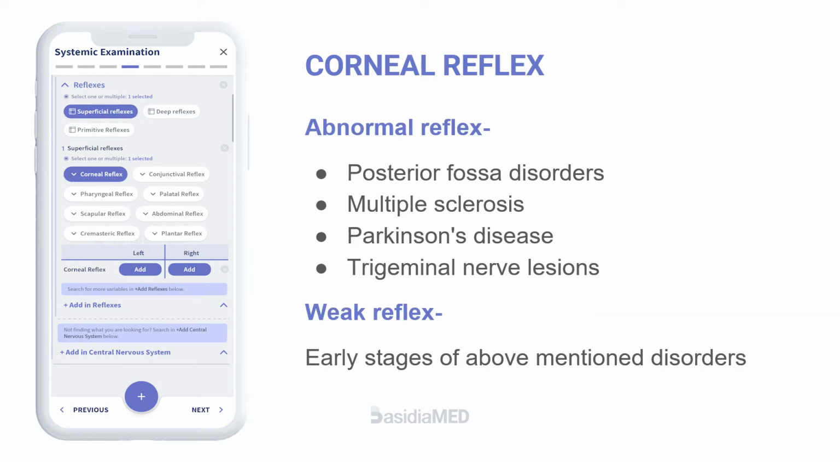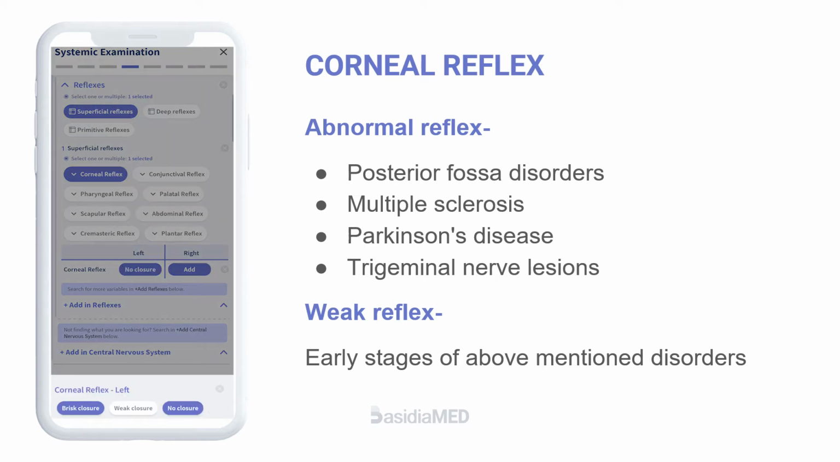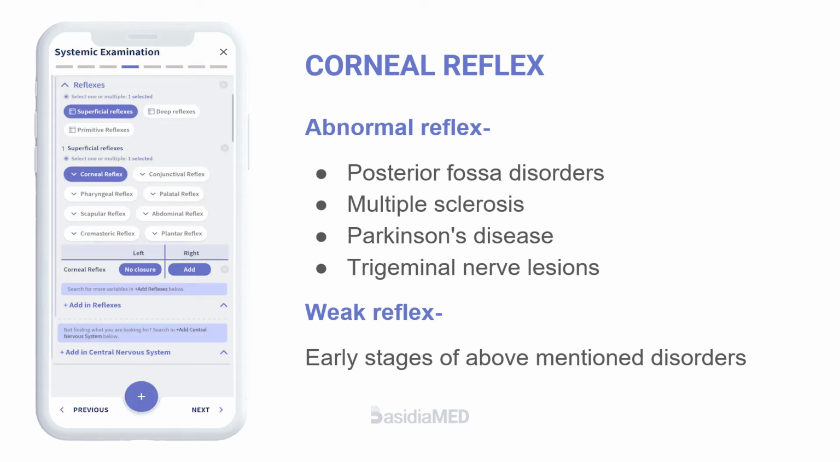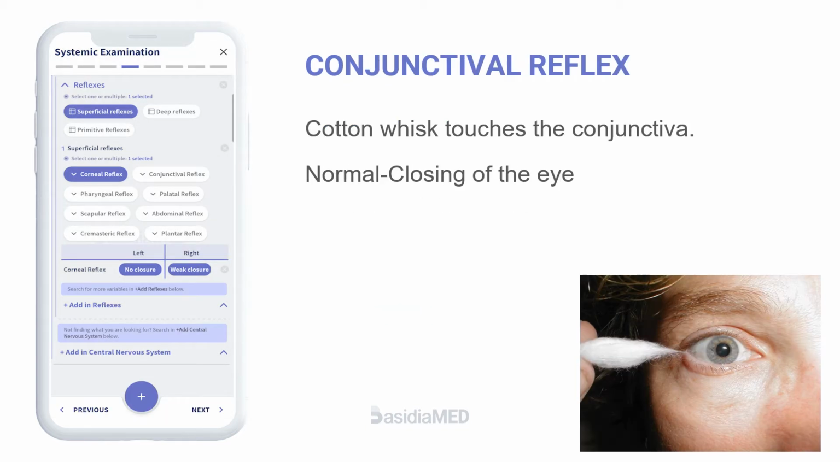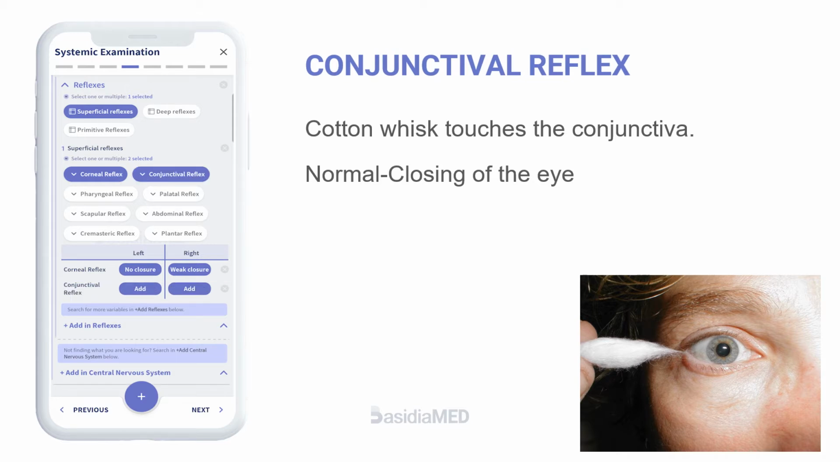Abnormal corneal reflex is seen in posterior fossa disorders, multiple sclerosis, Parkinson's disease, and trigeminal nerve lesions. A weak reflex is seen in early stages of the above-mentioned disorders. The conjunctival reflex is tested like corneal reflex, with the cotton whisk touching the conjunctiva instead of the cornea. A normal response is immediate closure of the eye.